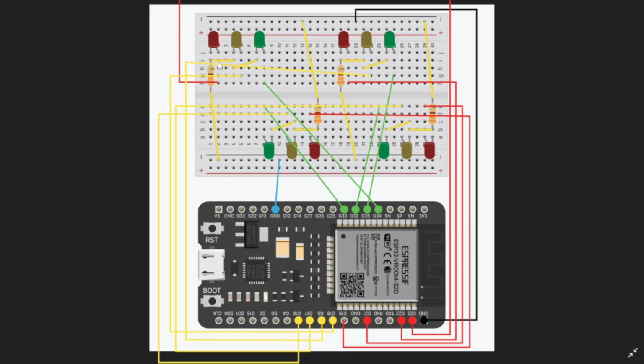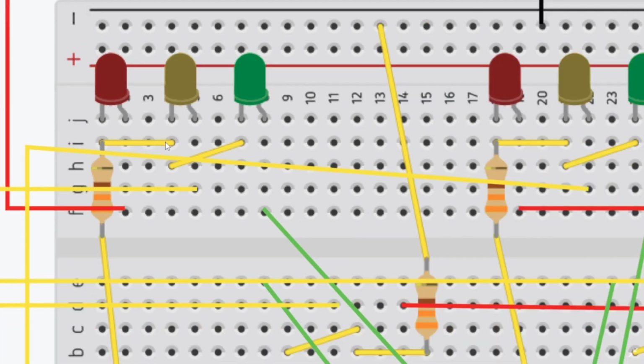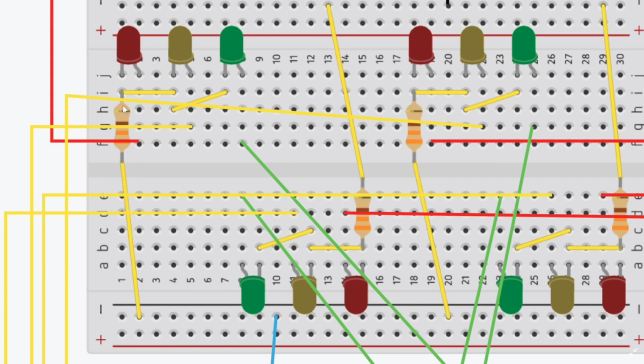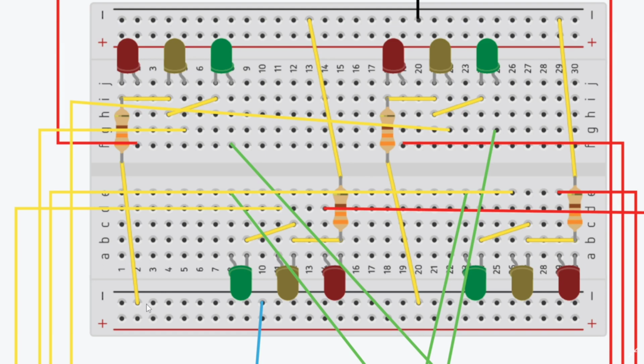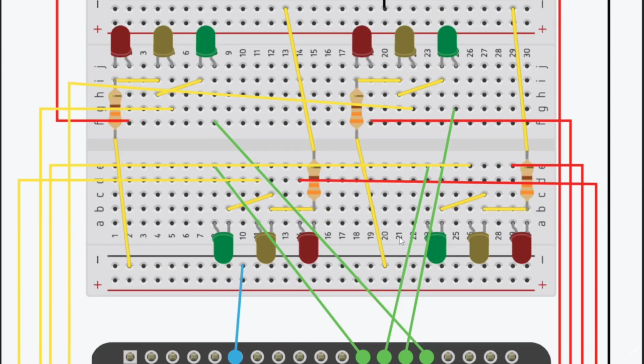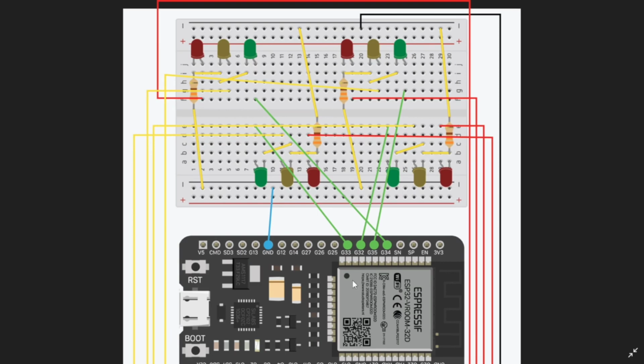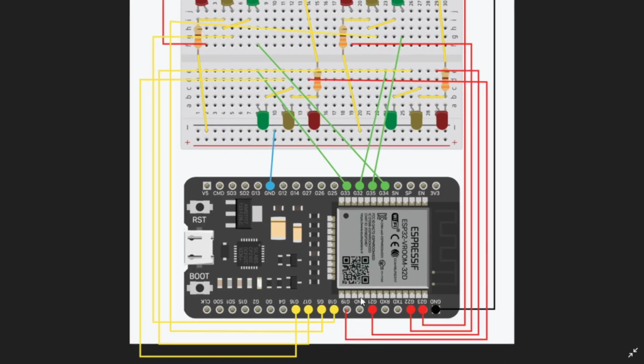all the negative sides of our LEDs like this. I have connected all the negative sides with some wires here. Then I have connected a 330 ohm resistor to the negative side and connected that to the negative rail of the breadboard. And I have done the same thing with all of our four groups of LEDs. Then I have connected all these LEDs' positive sides to the ESP32.